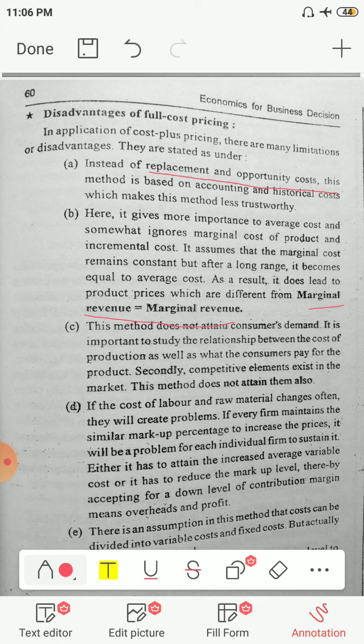Then the next disadvantage is that if the cost of labor and raw material changes often, it will create problems. If every firm maintains a similar markup percentage to increase prices, it will be a problem for each individual firm to sustain it. Either it has to absorb the increased average variable cost or it has to reduce the markup level and thereby accept a lower contribution margin, meaning overhead and profit.